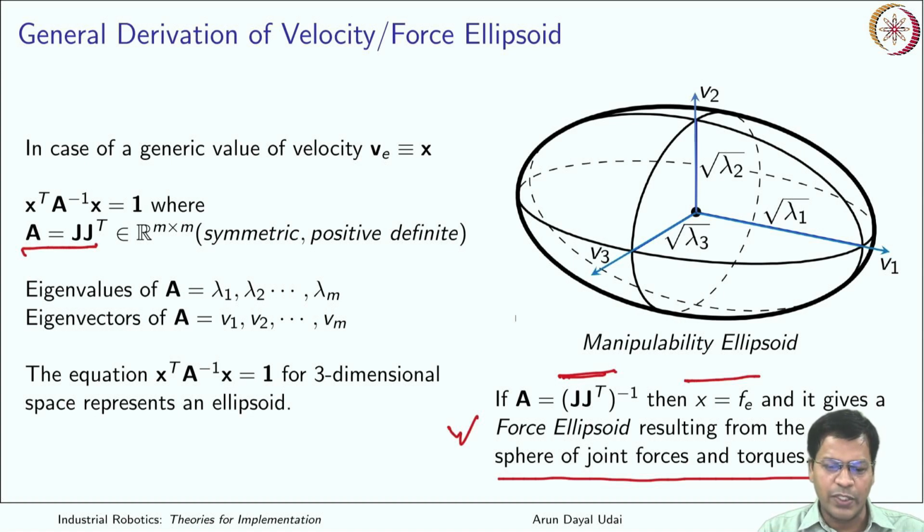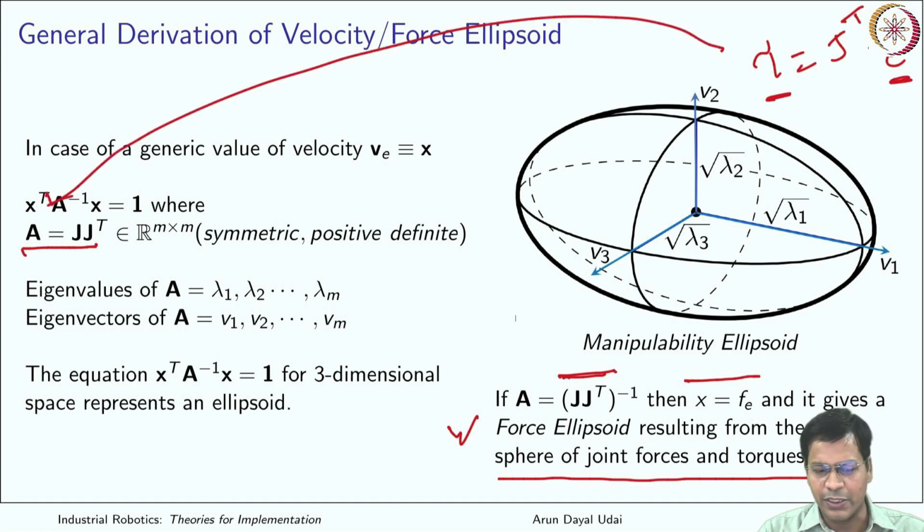So just now we have considered joint velocities. Now I have to consider joint forces and torques, and I can use the relation which was here, that is tau is equal to J transpose of F. F is the end effector force. So end effector force, joint torque and force come here, and if I use that in this equation, you get a similar one which will give you the ellipsoid of force.